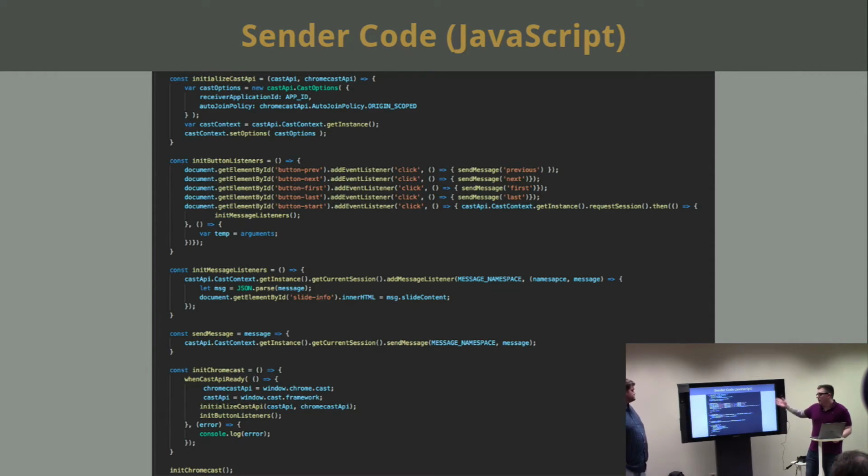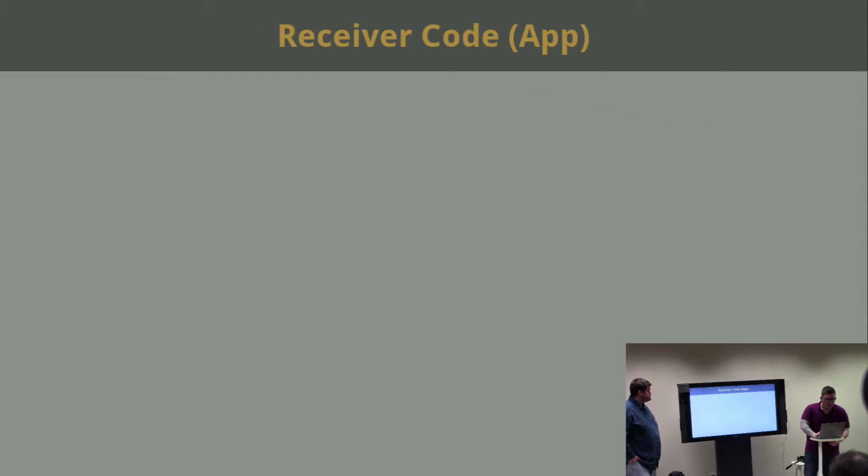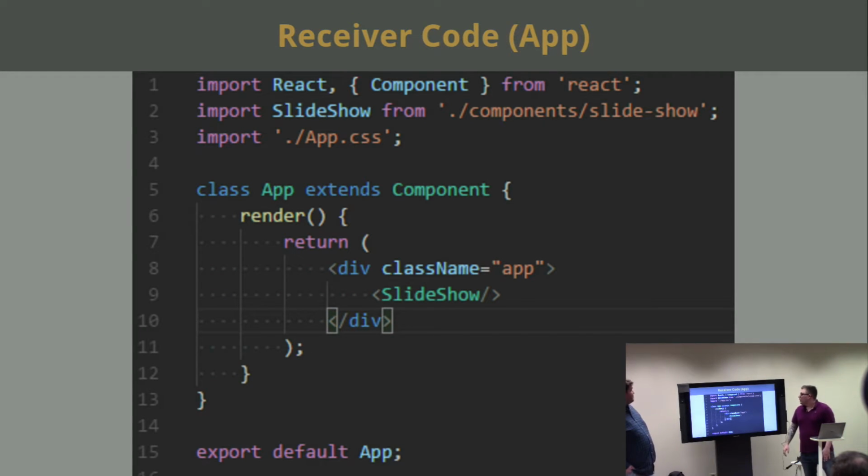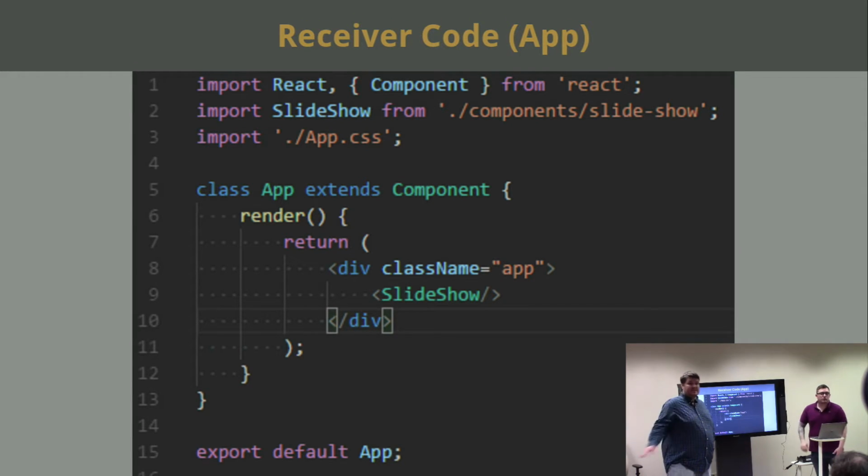So I set all this stuff up. I call my init Chromecast, which then does that onCastApiReady function that initializes everything when it gets back that it is good. In terms of the receiver app, we wanted to make them distinctly different, simply to show you guys that they're completely unrelated apps. We're actually running a React app on the receiver right now to do the presentation.